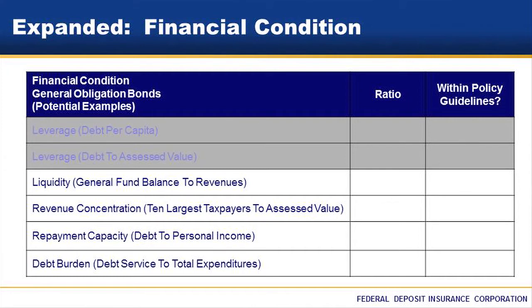We discussed the two leverage-related ratios, debt per capita and debt to assessed value, in the basic analysis module. In addition to leverage, the reviewer could also consider the other ratios in the table related to the obligor's liquidity, revenue concentration, repayment capacity, and debt burden. Each ratio should be compared to the bank's internal policy guidelines to determine if the bond meets its credit criteria.